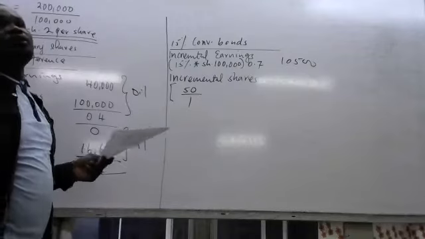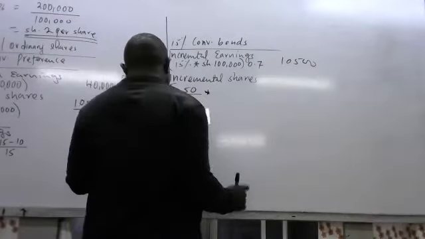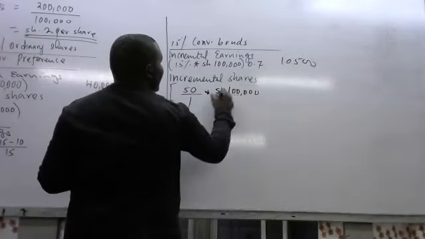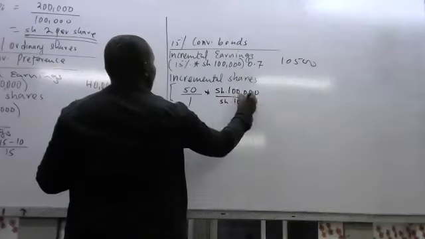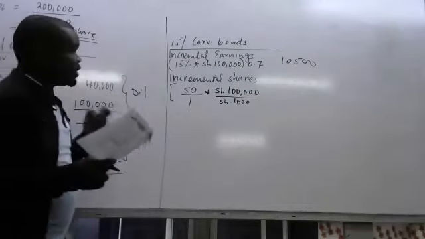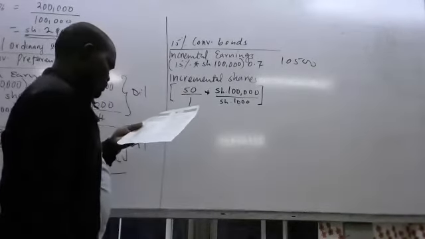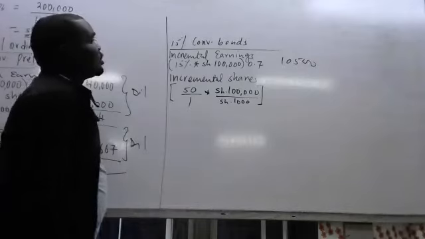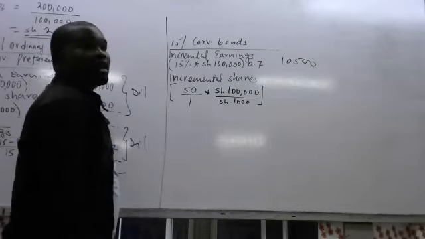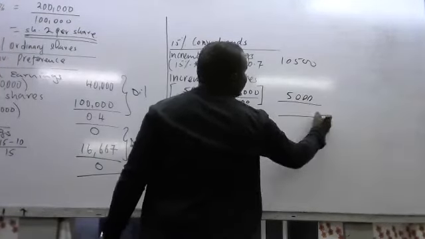How many bonds are we having? You take 100 in shillings, but each was having a par value of 1,000. So to get the number of bonds, you have to divide. So that one is 5,000. Yes, this is 5,000. So 10,500 divided by 5,000.